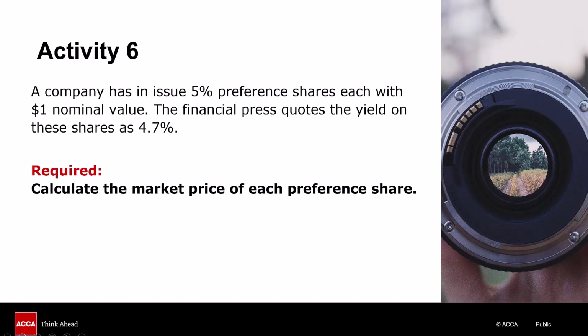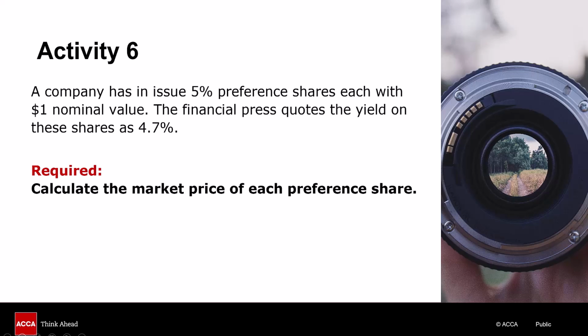So here is activity 6 from chapter 18, section 6 of the study hub. Here we're looking at a preference share and calculating the market price. So a company has in issue 5% preference shares, each with a dollar nominal value, and the financial press quotes the yield on these shares at 4.7%.